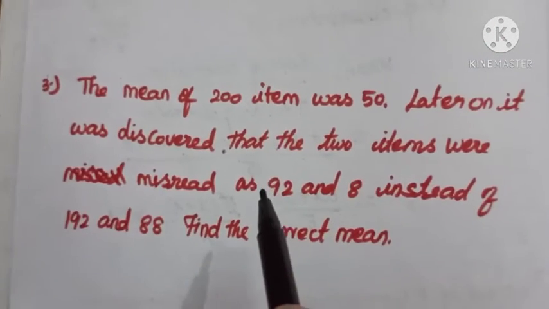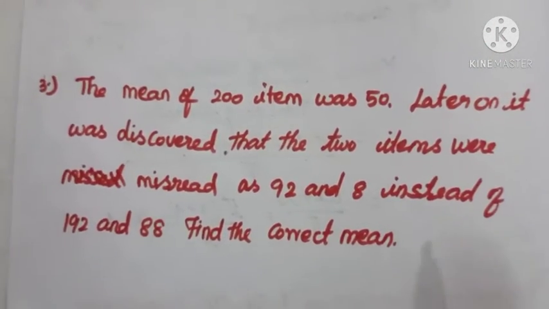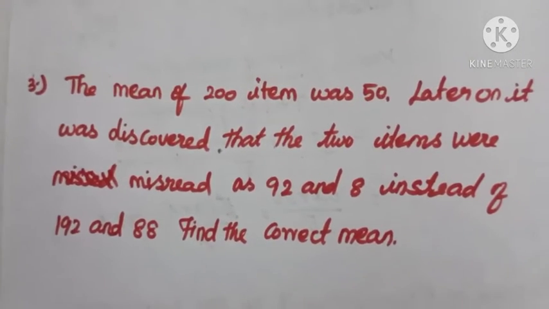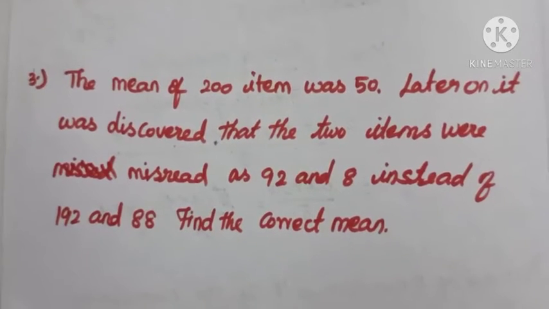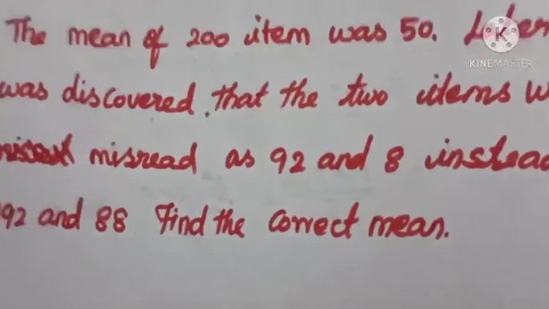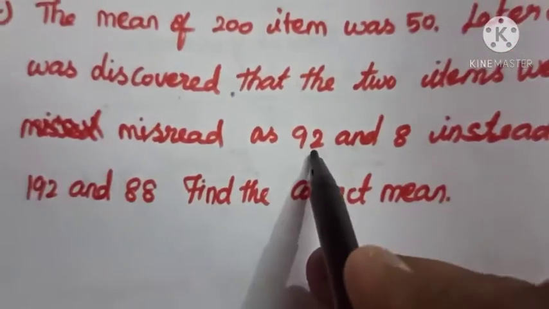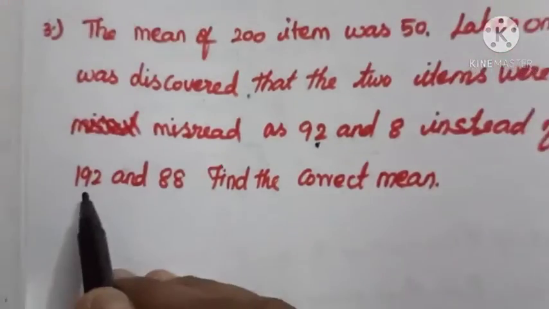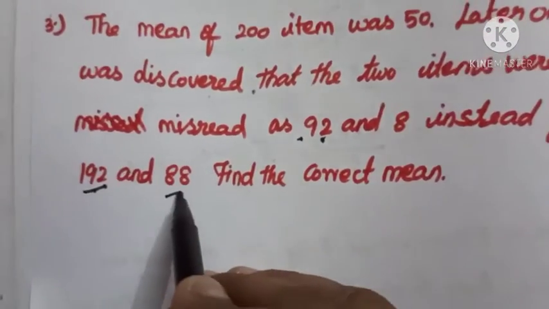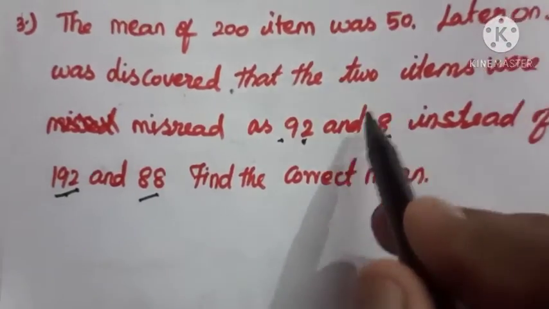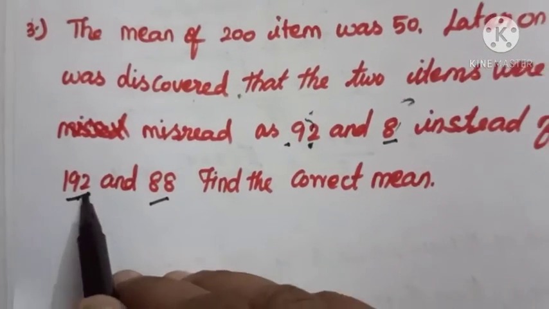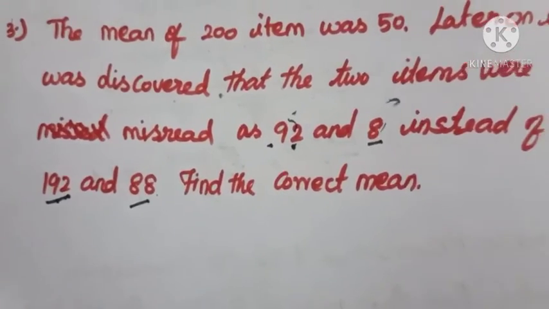Okay, next we move on to question number 3. It is the same method as the previous one but with a little change. Mean of 200 items was 50. Later on it was discovered that 2 items were misread. 192 was read as 92, and 88 was read as 8. So now you can see 92 and 8 are wrong. The correct ones are 192 and 88. What is the correct mean?